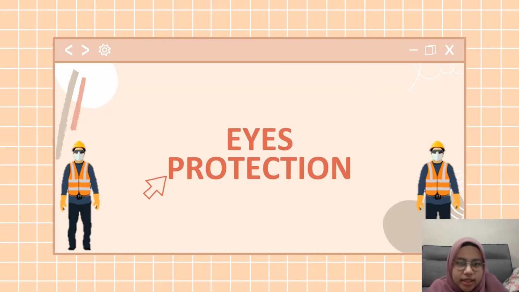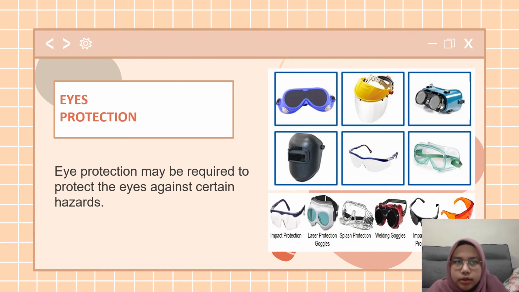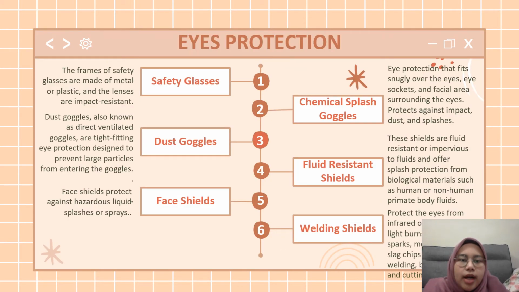The next one is eye protection. The types of eye protection are safety glasses, chemical splash goggles, dust goggles, fluid resistant shields, face shields, and welding shields. For the safety glasses, they are ordinary.